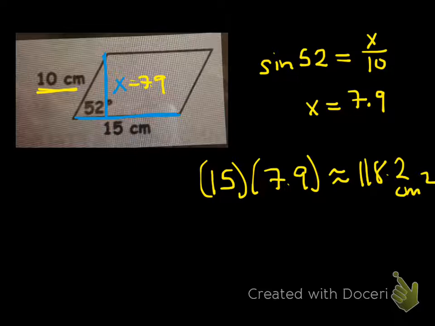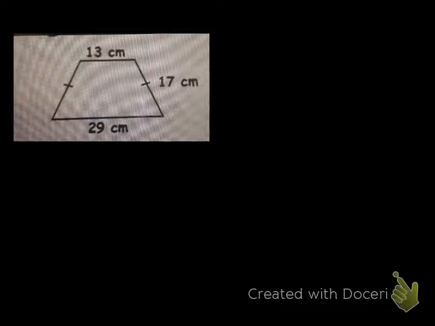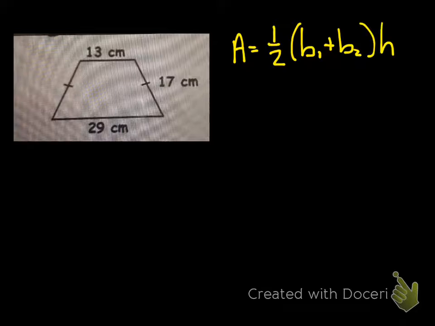All right, next one on the list is number 14. We have a trapezoid. We know that the formula for area of a trapezoid is area equals 1/2 base 1 plus base 2 multiplied by the height. So let's see what we have. We have base 1, we have base 2, and all we're missing is the height, which is right here. This is an isosceles trapezoid, which means that I can also draw another altitude here. I know that this side length is 13, so that means I have 16 left over, so this is equal to 8.